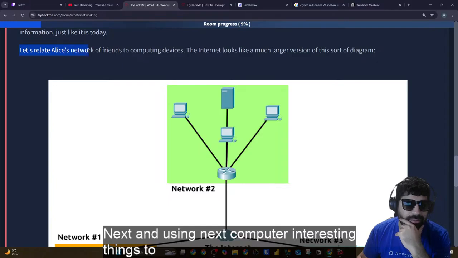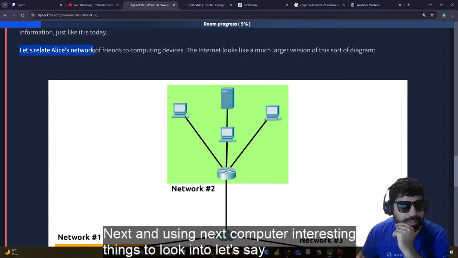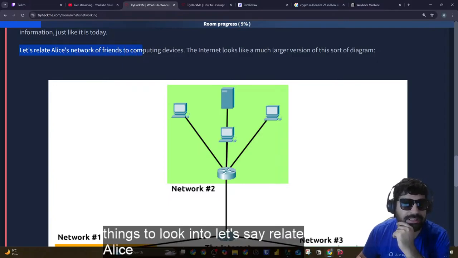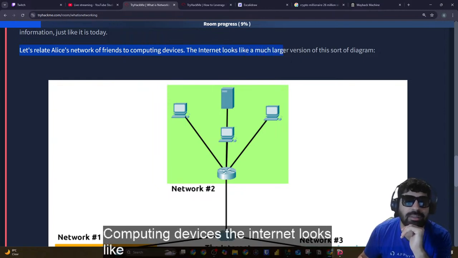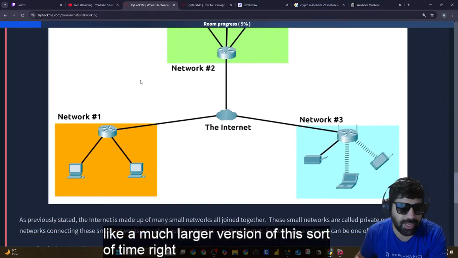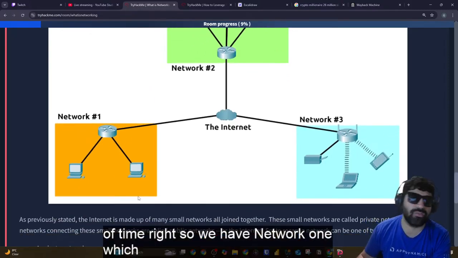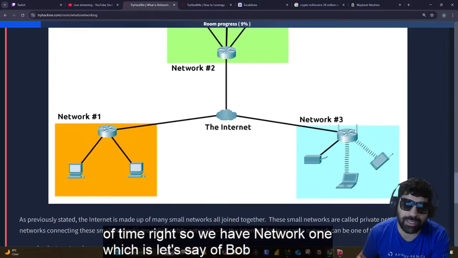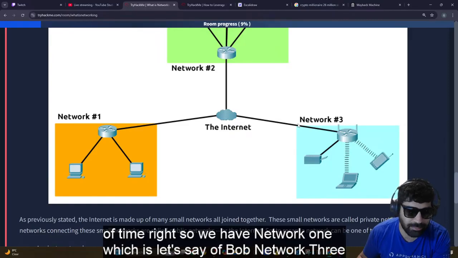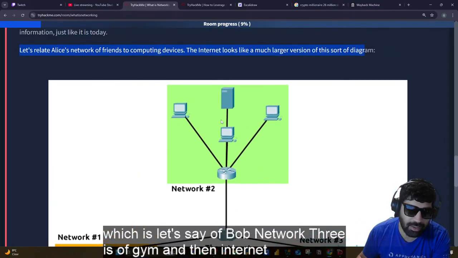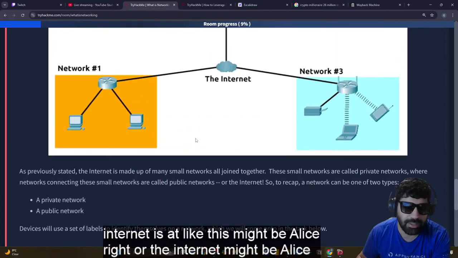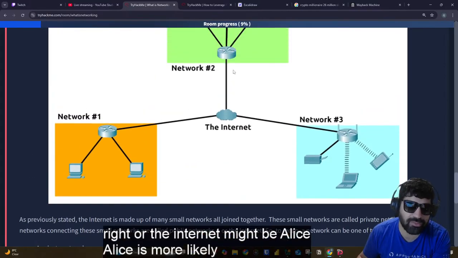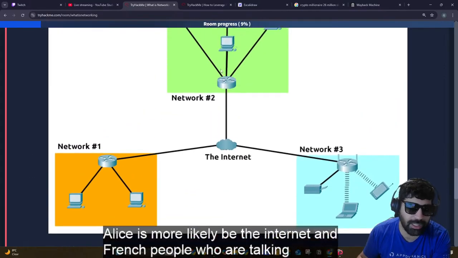Interesting things to look into. Let's relate Alice's network of friends in computing devices. The internet looks like a much larger version of this sort of diagram, right? So we have network 1, which is, let's say, of Bob. Network 3 is of Jim. And then the internet might be Alice. Alice is more likely to be the internet, and the French people who are talking, Zen and Toby, are network 2.